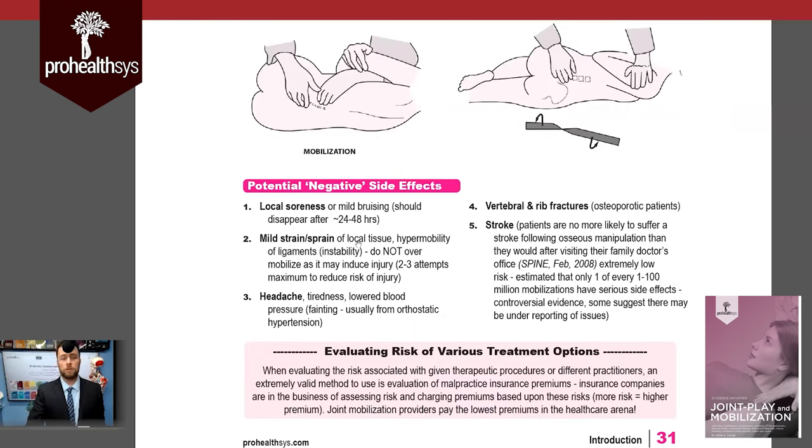And people are great. That sounds fine. A little bit longer, mild sprain strain. You could actually hurt somebody a little bit more with this. This usually happens if you go beyond those 3 attempted thrusts, especially once you develop better mobilization force generation.